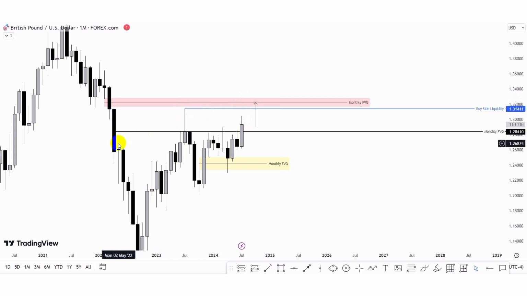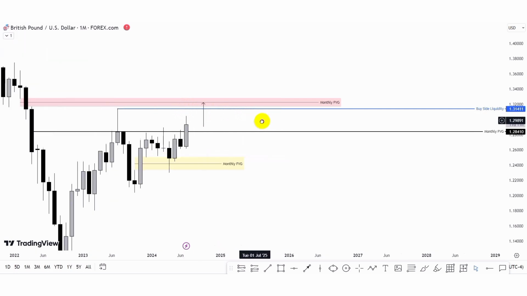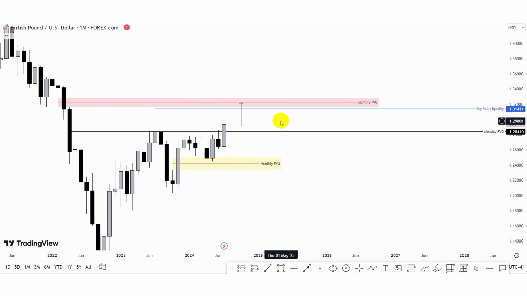As we can see, price reacted at the mean threshold of the monthly inversion fair value gap, resting here, and price is still closing above the mean threshold. So we're anticipating to see price sweep this buy side liquidity, but that is a long-term projection. We had that bullish move to the upside, and price still closed above the mean threshold. So let's check the weekly time frame.